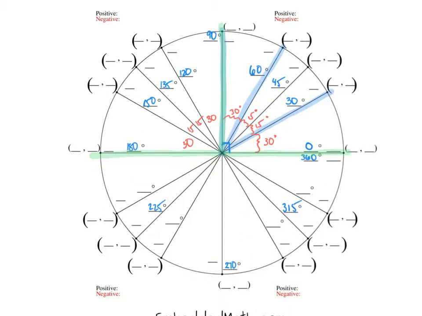So if I do 180 plus 30, that's going to get me 210. If I do 210 plus 30, that's going to get me the spot right here of 240. 240 plus 30 gives me 270. 270 plus 30 is going to give me 300. And then again, if we just add 30, 300 plus 30 gives us 330.